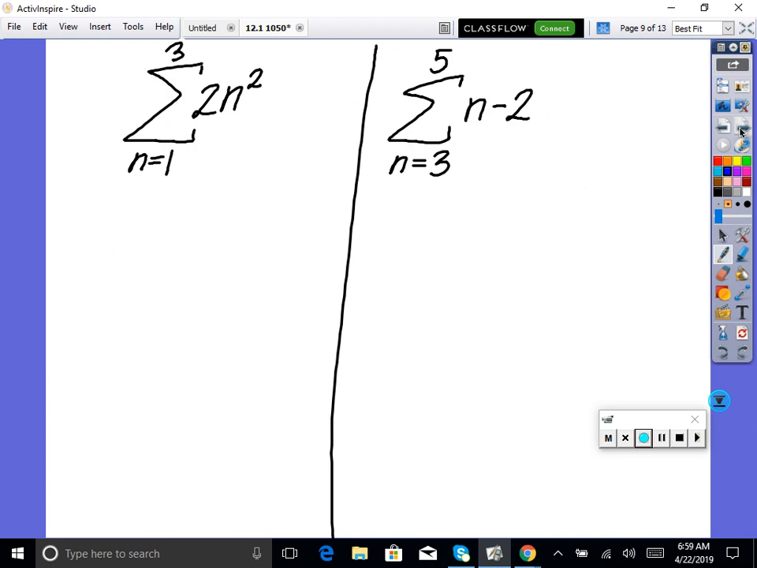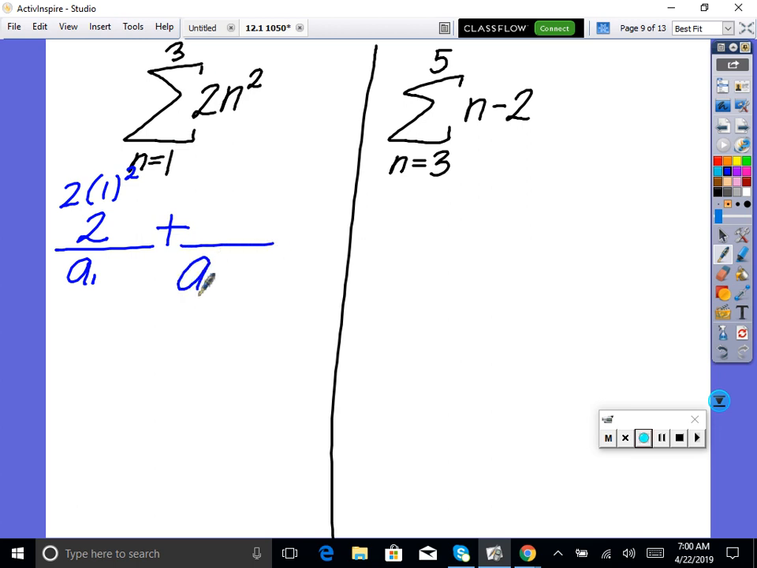Okay, let's do this. So this says, find the sum of the first through third terms. So let's figure out what the first through third term is. How can I figure out what the first term is here? What is a sub 1? Plug in 1. So that would be 2 times 1 squared, which is 2. Then we have plus, that's what the sum sign means.